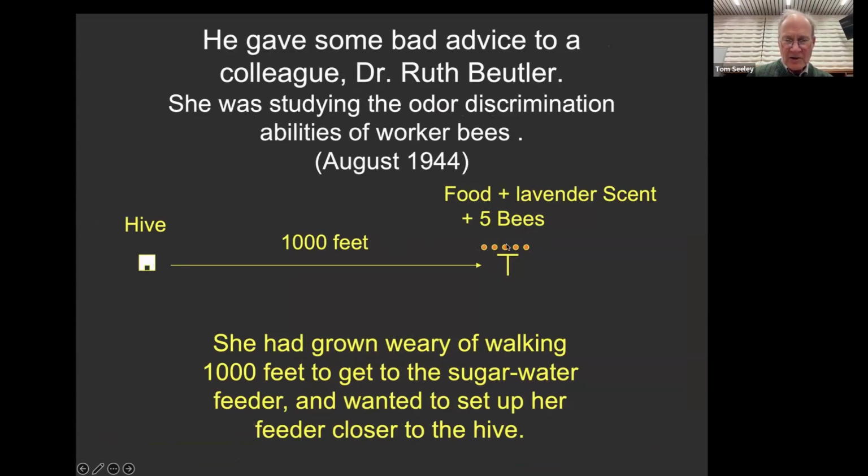And she would train them out to a dish of food, and she would put a particular scent in the food. And then she would put out multiple dishes nearby and test whether the other dishes would have something other than lavender. They might have the scent of anise or something else, or peppermint. And then she could test how well they could discriminate the lavender from the other scents. So she would train bees out to a feeding station, and some bees were coming to that station, getting food, bringing back some of the scent on their bodies and so forth. But after a while, she got weary of walking 1,000 feet to get to the sugar water feeder, and she wanted to set up her feeder closer to the hive.